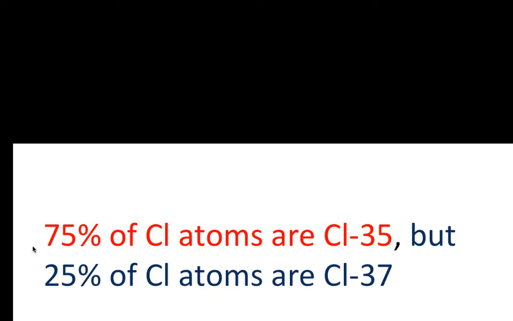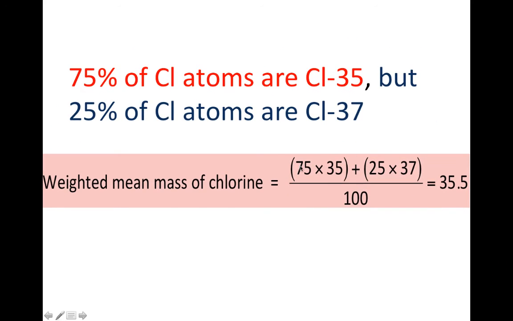In fact, 75% of chlorine atoms are chlorine 35 isotopes, isotopes of chlorine with a relative mass of 35. When we take this into account, the 75% 35 and the 25% 37, it gives us a relative atomic mass, the weighted mass or mean mass of chlorine of 35.5.